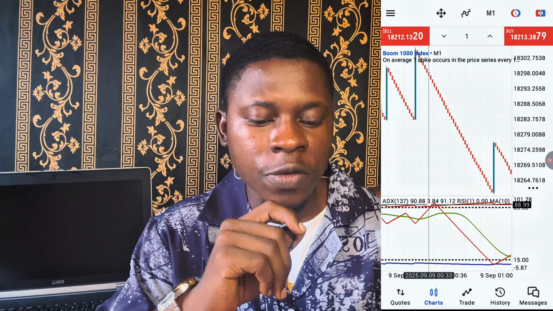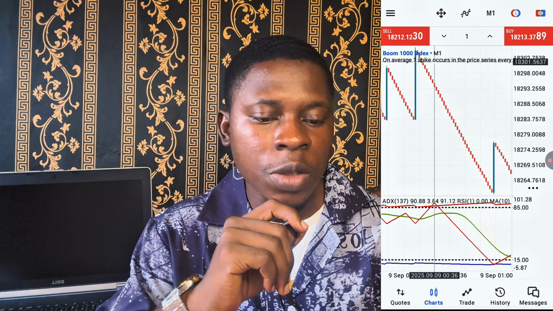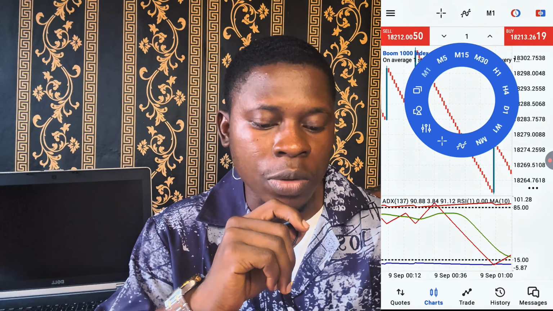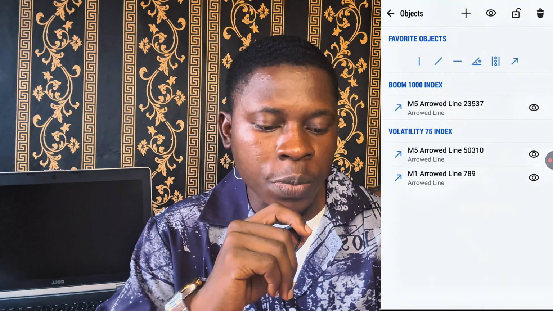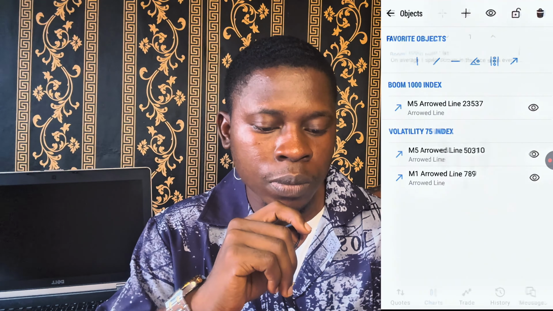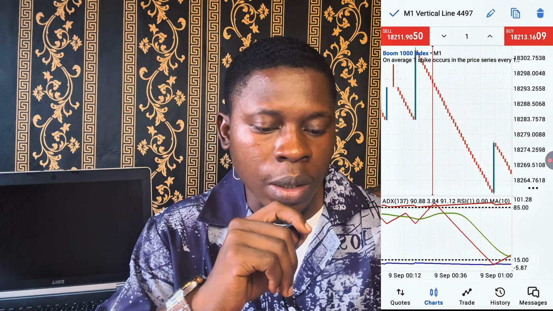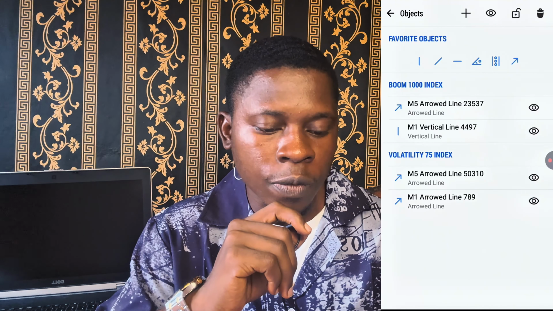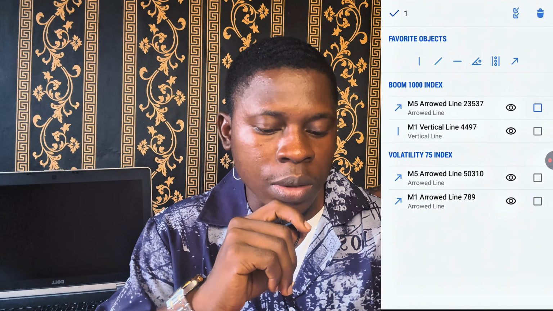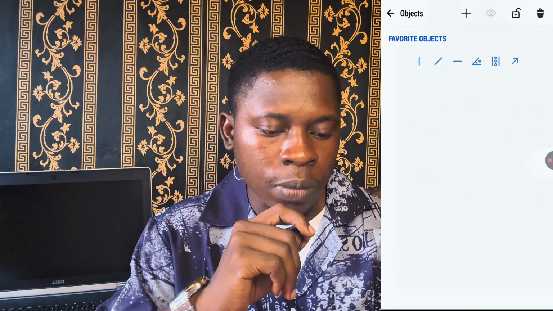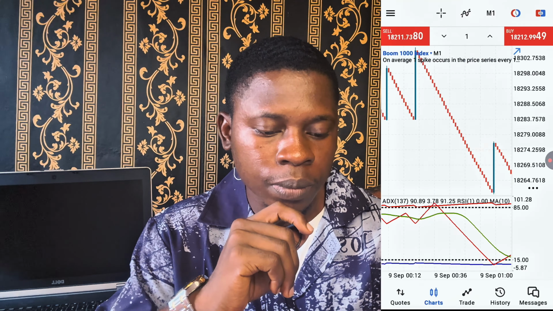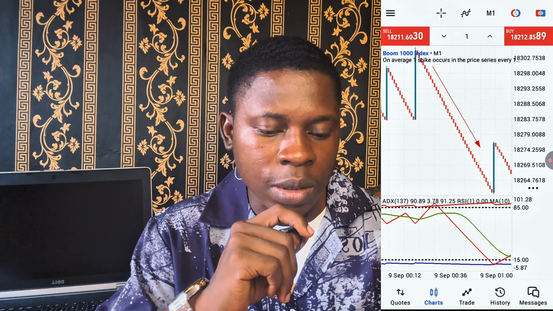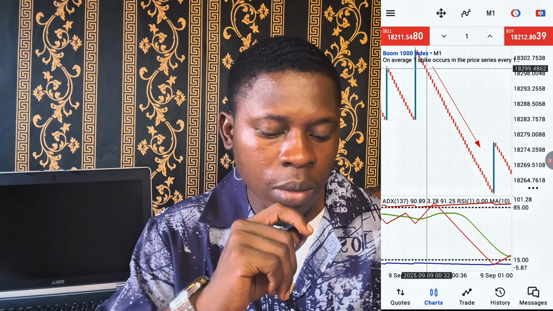Okay, when it gets above this very point, you look for your sell. From this point in time, you can see this is when the market began to sell. Hold on guys, okay? You can see how long this sell took from this point here.